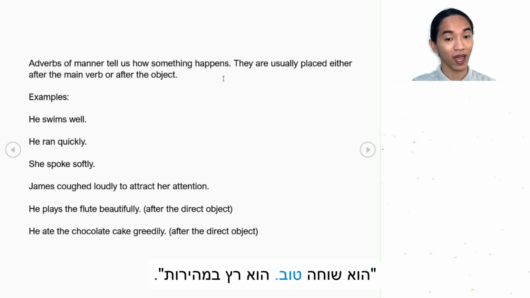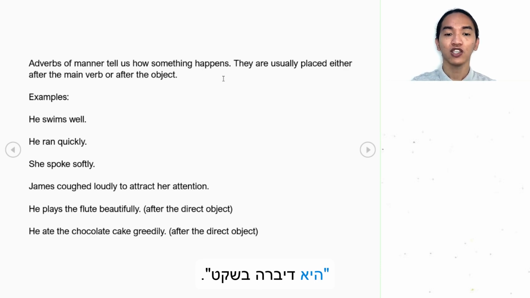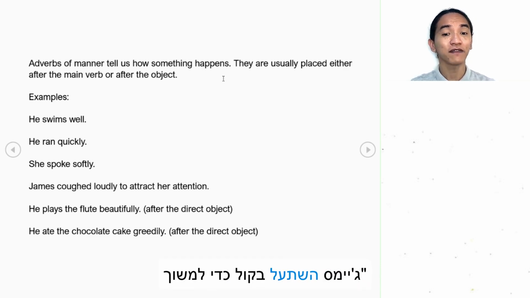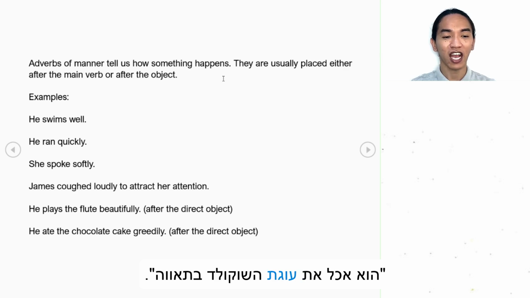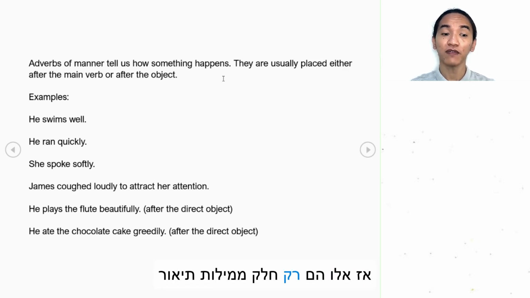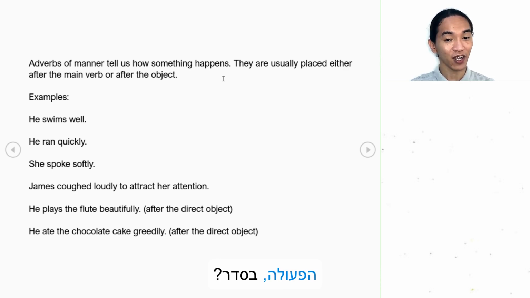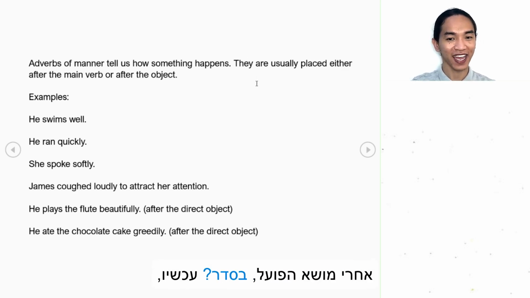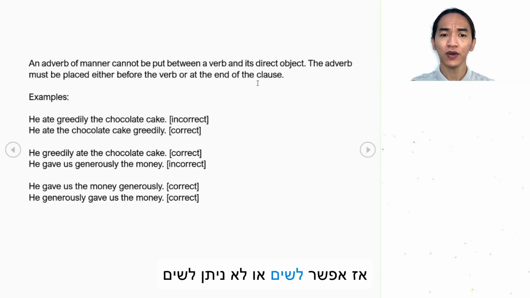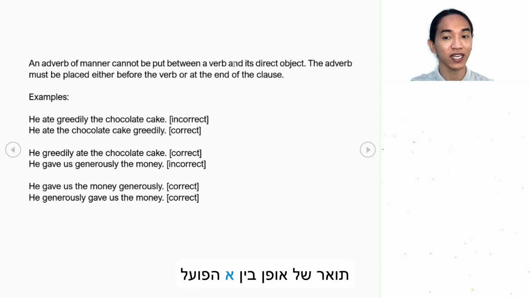He swims well. He ran quickly. She spoke softly. James coughed loudly to attract her attention. He plays the flute beautifully, after the direct object. He ate the chocolate cake greedily. So these are just some of your adverbs of manner, being placed after your verb or after the object of the verb, okay?